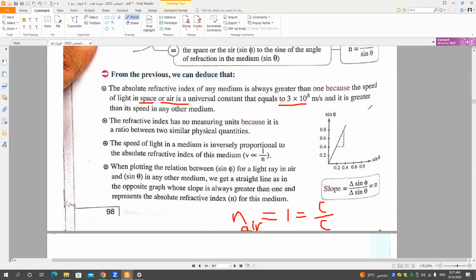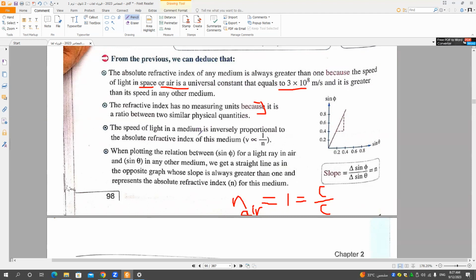The absolute refractive index has no measuring unit. Why? Because it is a ratio between two identical physical quantities. And the speed of light has an inverse relation with the absolute refractive index of the medium.